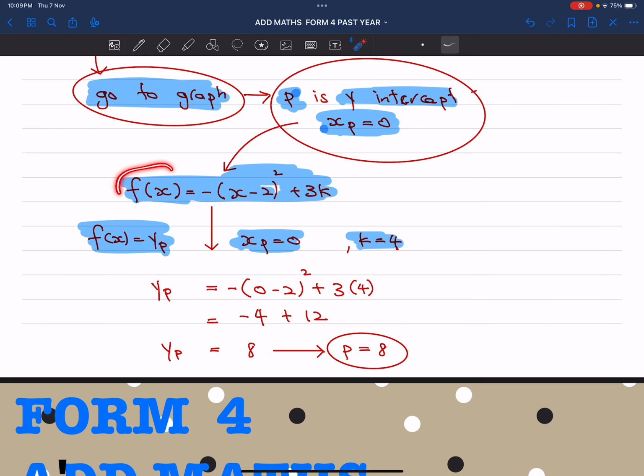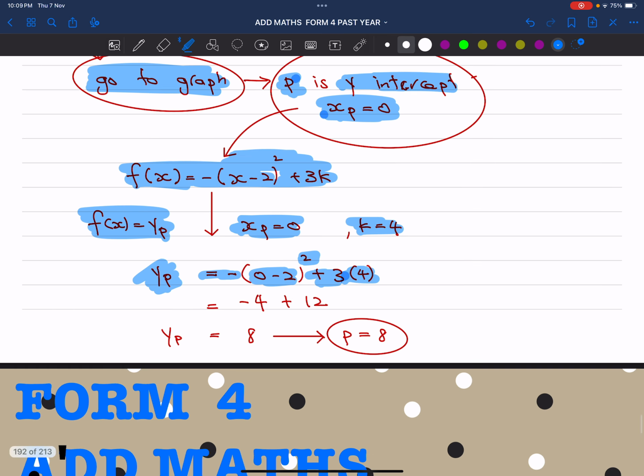So now, f(x), the y-coordinate of p, equals negative (0 minus 2) squared plus 3 times 4. The x-coordinate is 0, so I substitute 0 minus 2. Don't forget the square. And I substitute k with 4. So 0 minus 2 is negative 2, squared gives positive 4. But there's a negative outside, which makes it negative 4. And 3 times 4 is 12. So now, the y-coordinate of p is negative 4 plus 12, which is 8.